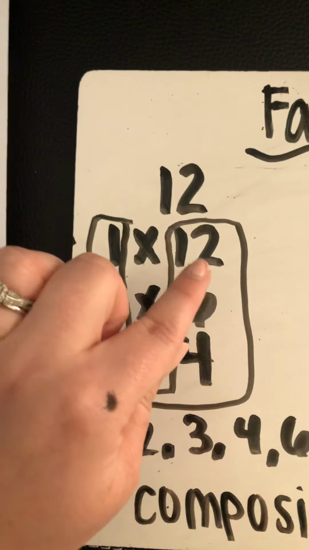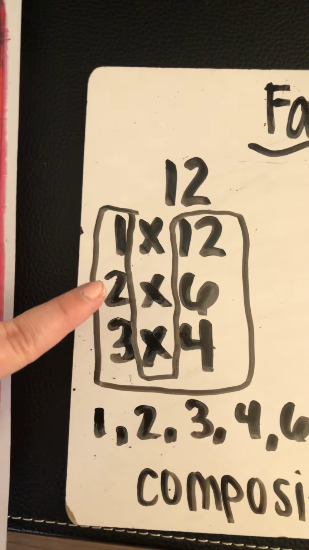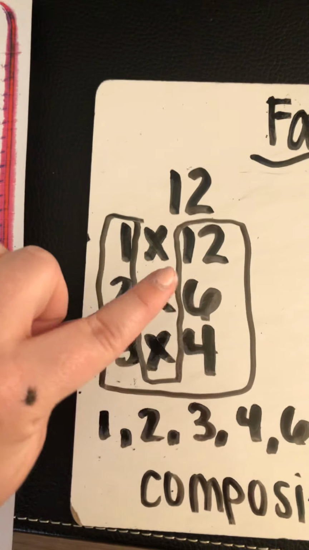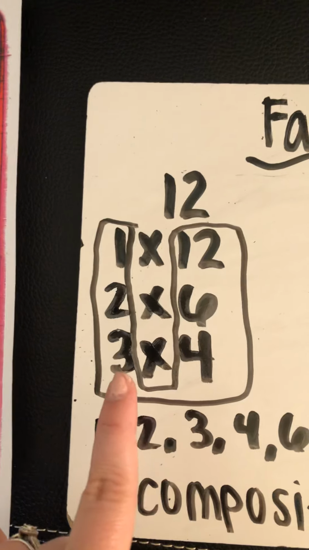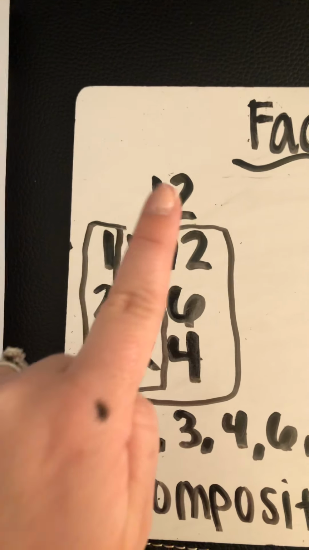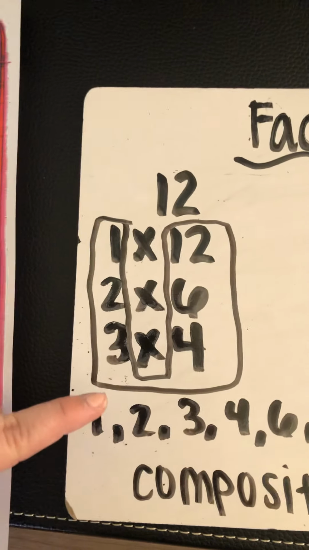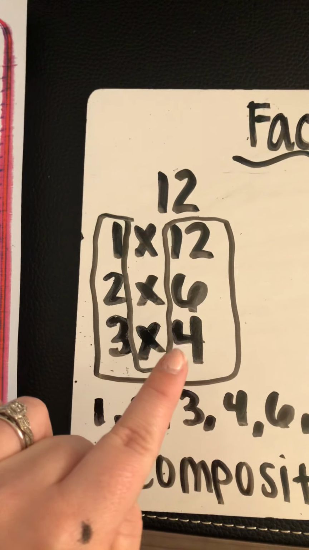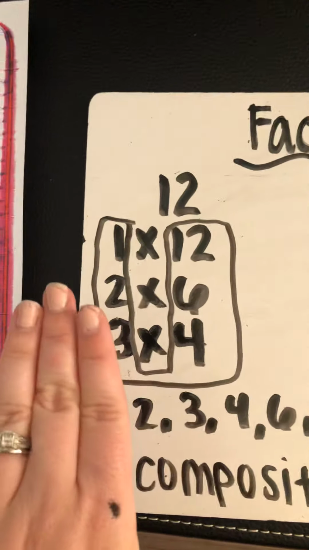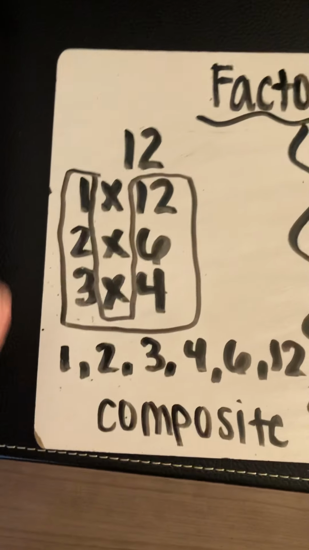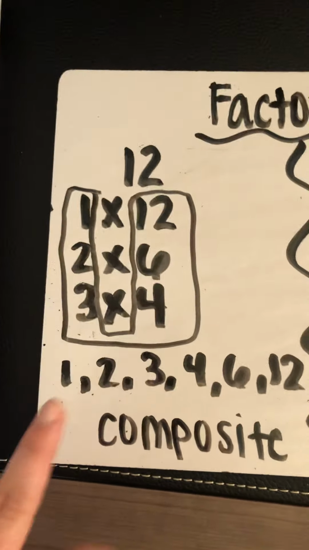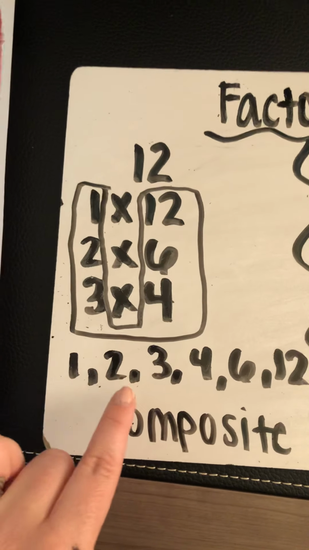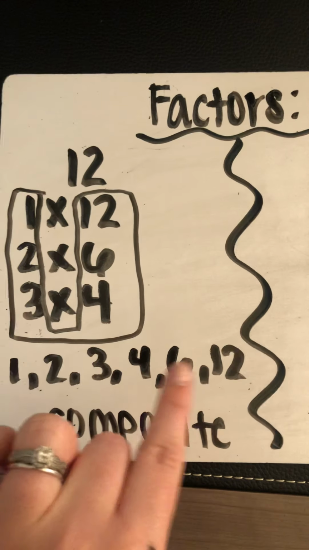1 times 12 gives me 12. Then I move to 2. 2 times 6 gives me 12. 3 times 4 gives me 12. But if I move to 4, they repeat. 4 and 4 repeat. So that tells me that I am done with those factors. So then I make my U shape and I list out my factors: 1, 2, 3, 4, 6, and 12.